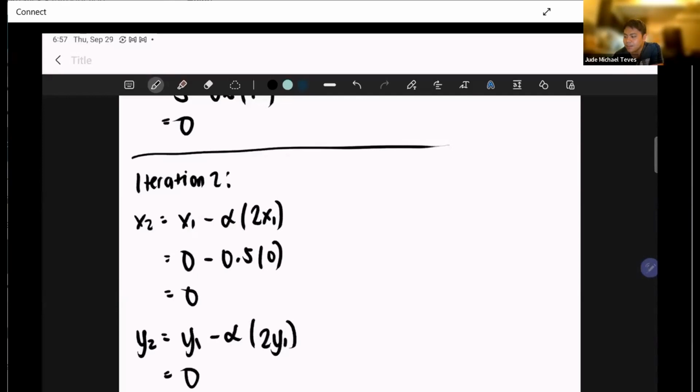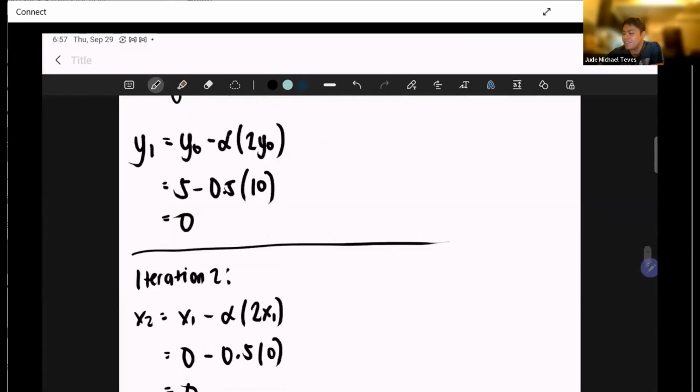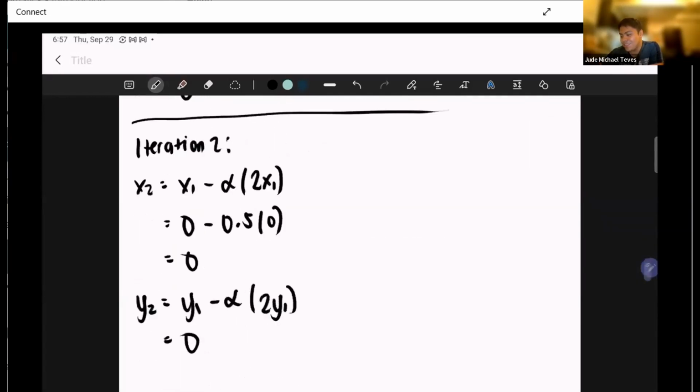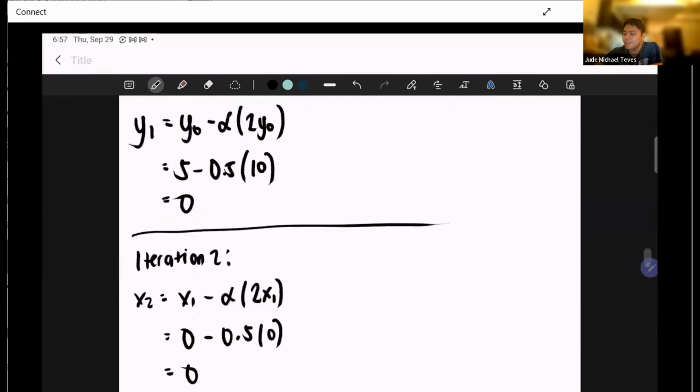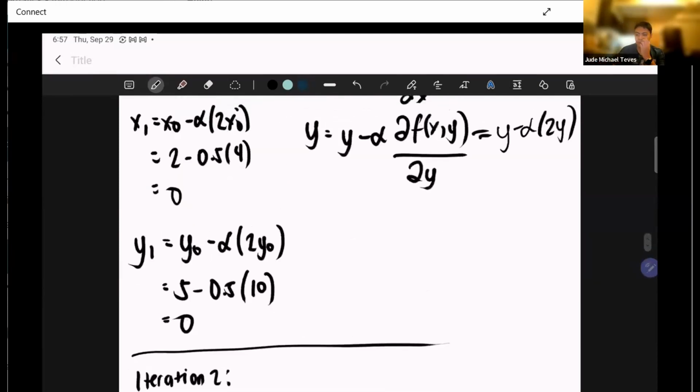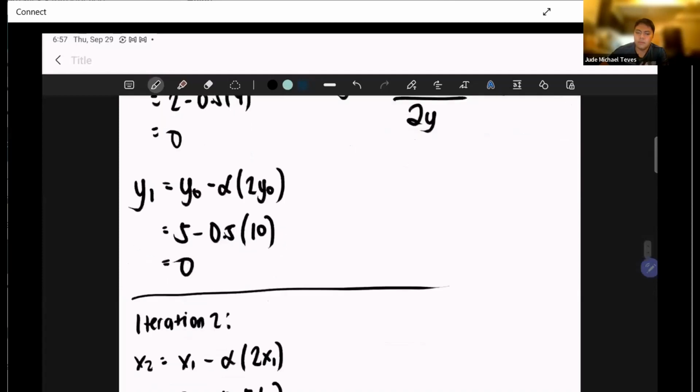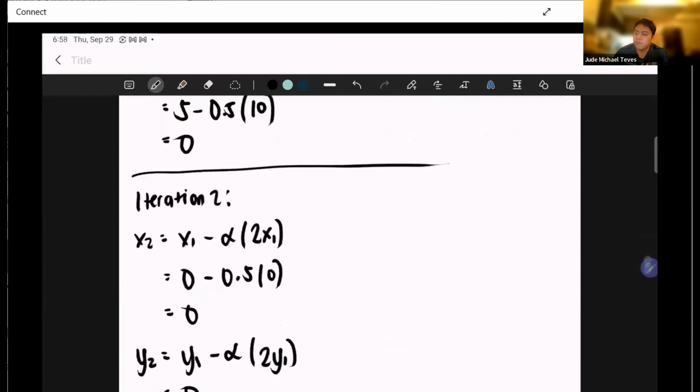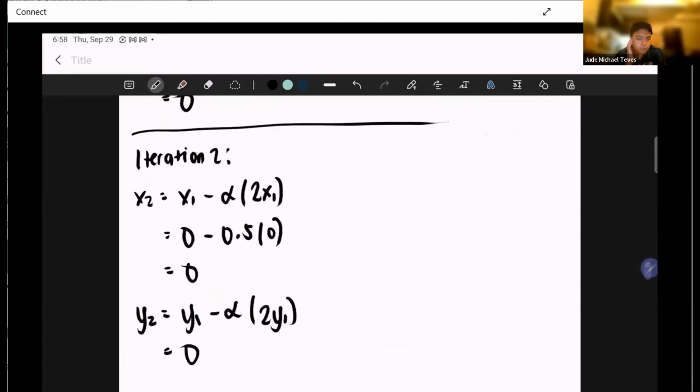Why is that? Well, it's straightforward based on the equation. It's going to be 0. So whatever you do, it's always 0 after iteration 1. What are your thoughts about it? So you can see that after iteration 1, we have already converged. We're already at the minimum. Right?